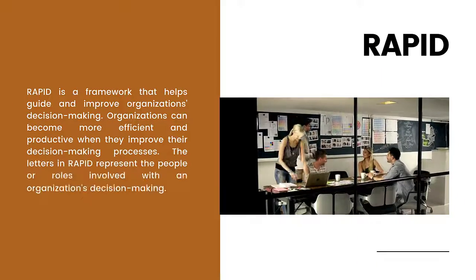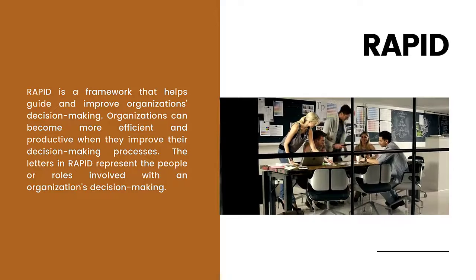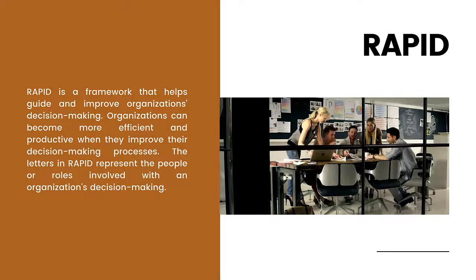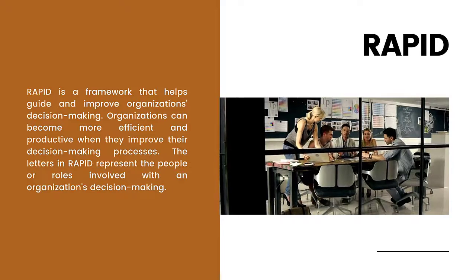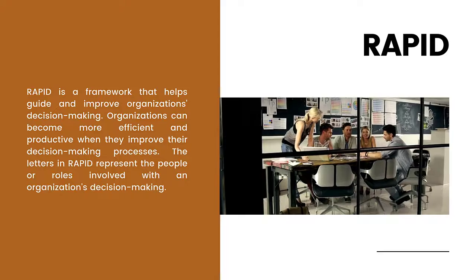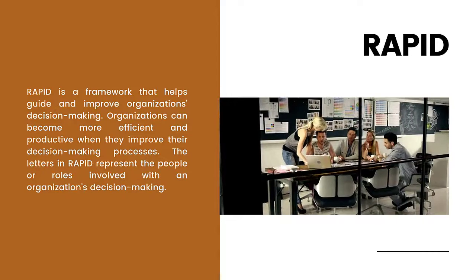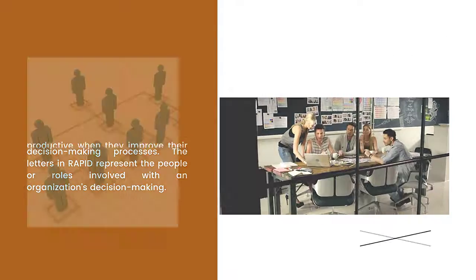RAPID is a framework that helps guide and improve organizations' decision-making. Organizations can become more efficient and productive when they improve their decision-making processes. The letters in RAPID represent the people or roles involved with an organization's decision-making. The main role in this framework is Decide, with each of the other roles supporting it.